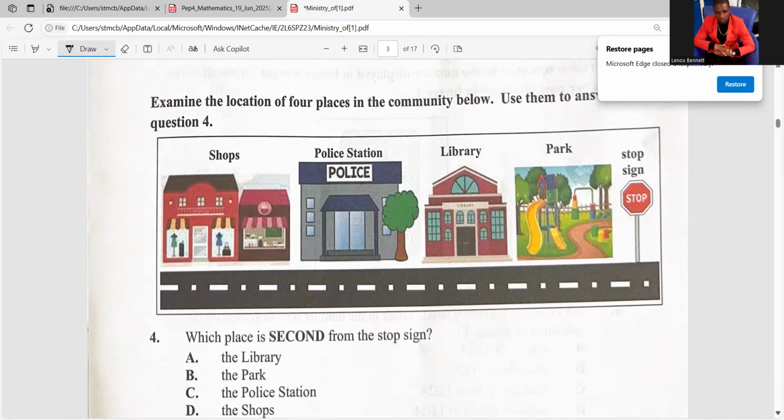Examine the location of the 4 places in the community below. Use it to answer question 4. Which place is second from the stop sign? So this is the stop sign. So the park would be first, and then the library would be second. So that would be A.